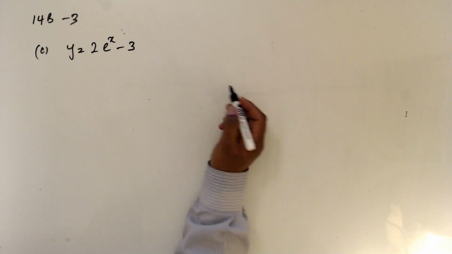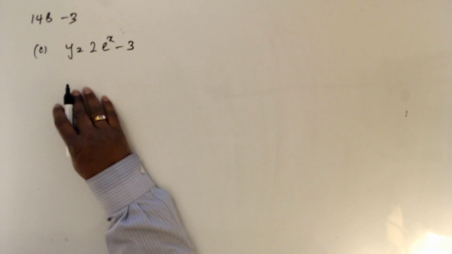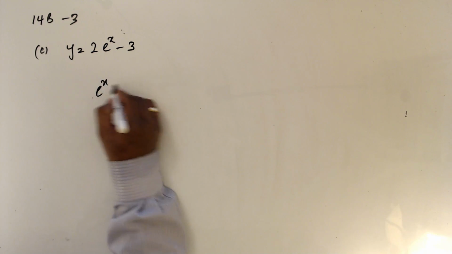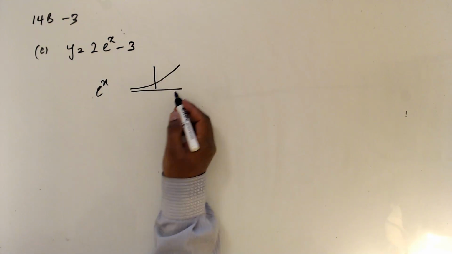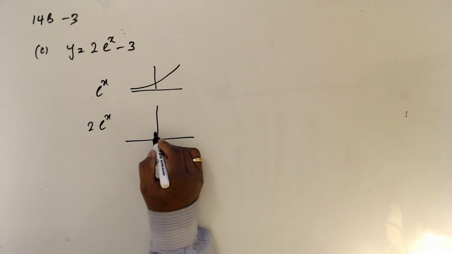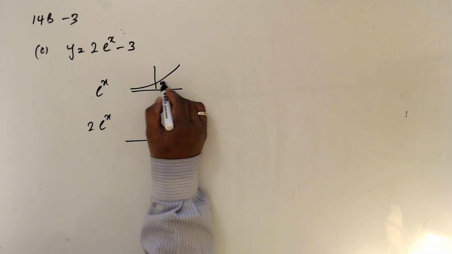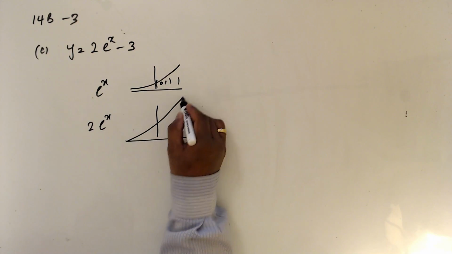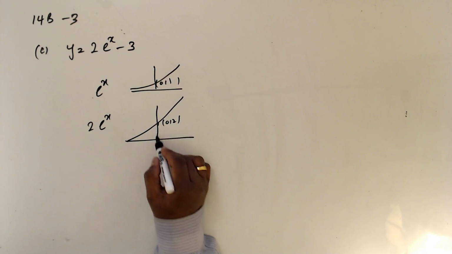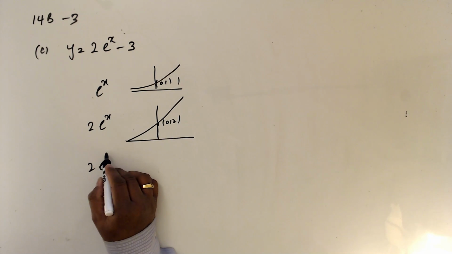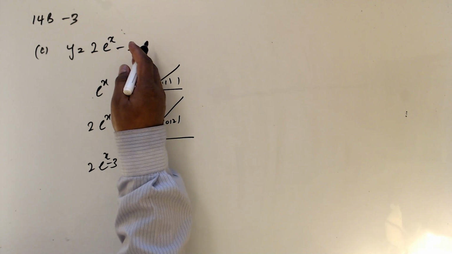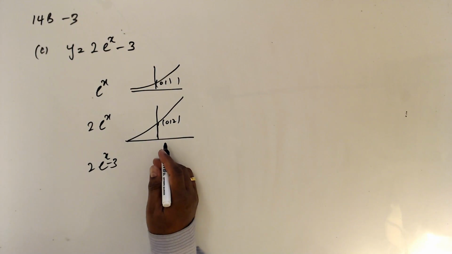Part C. This is the graph. We'll see it in terms of e^x. So you know the e^x graph. Then you know 2 times e^x. It is a vertical stretch. Now this is (0, 1), then this is going to be (0, 2) when x equals 0. And then this graph you want to translate. It's a translation. Shift down by 3 units.